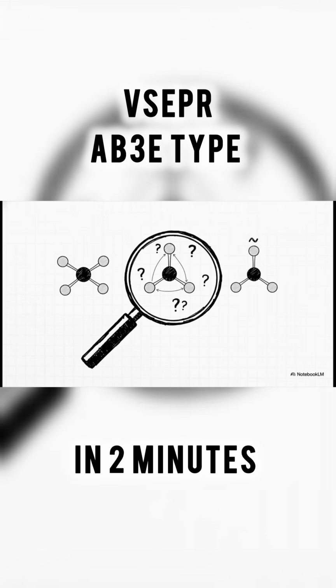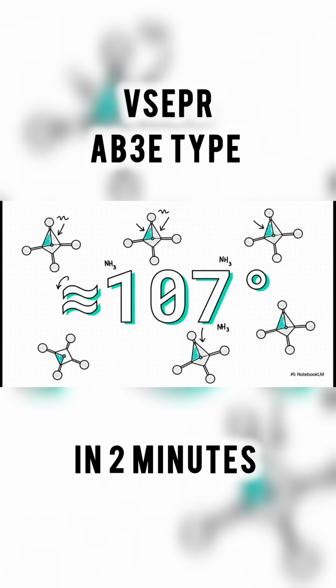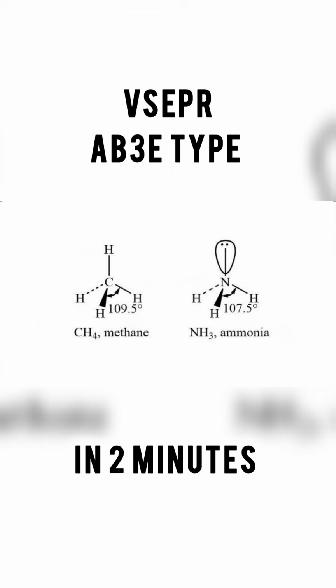Let's check out the angles. Remember our perfect methane molecule? Its angle was exactly 109.5 degrees. Now look at ammonia. That angle gets squished down to about 107 degrees. That tiny difference is the smoking gun. It's proof of the lone pair's power.